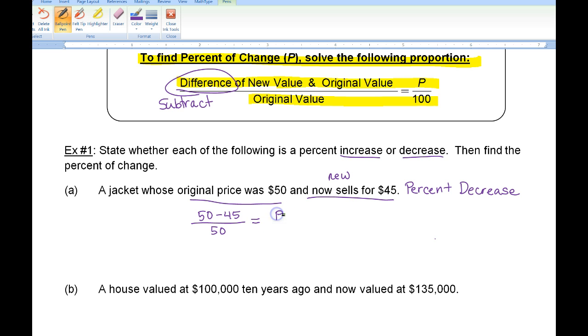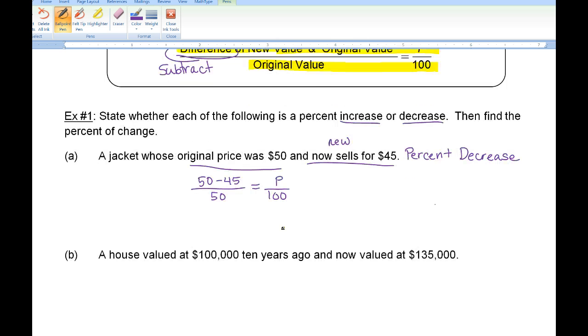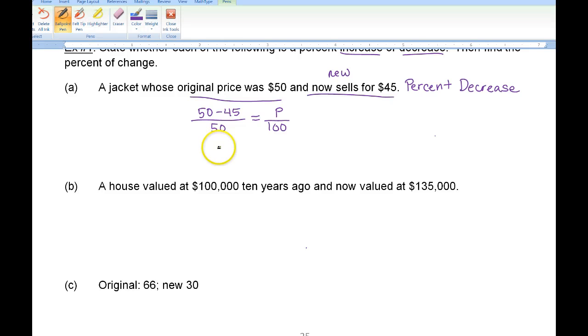equals P. You can use X, you can use any letter that you want. I just use the P standing for percent. And we're always going to put this over 100. Okay? All right. Now, what's 50 minus 45? 5.